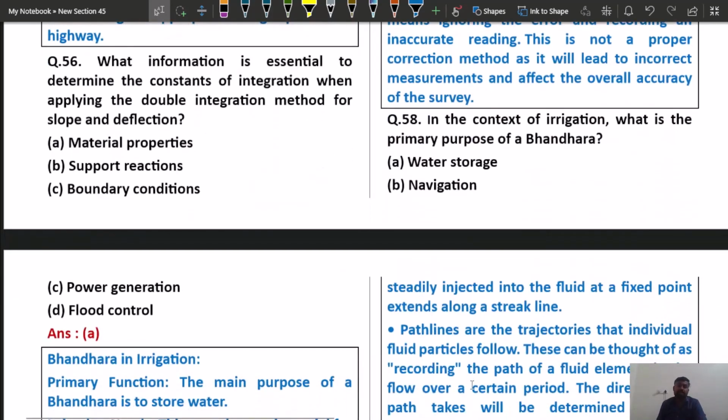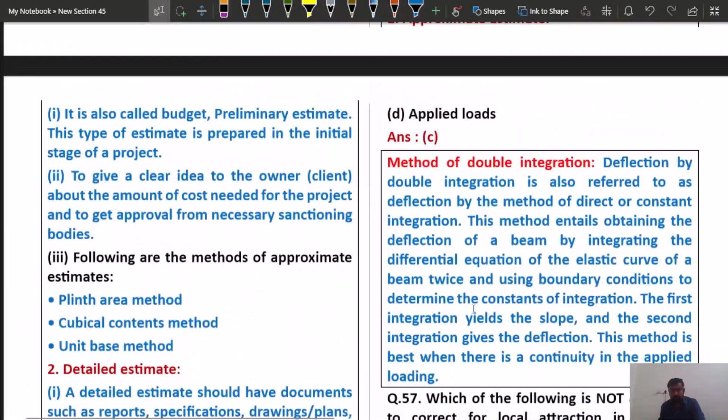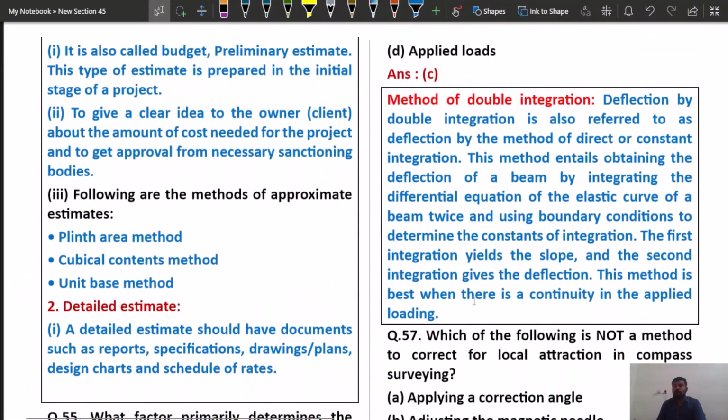What information is essential to determine the constants of integration when applying the double integration method for slope and deflection? Options are given: material properties, support reactions, boundary conditions, applied load. The method of double integration is used for deflection, and it is referred to as direct or indirect constant integration.